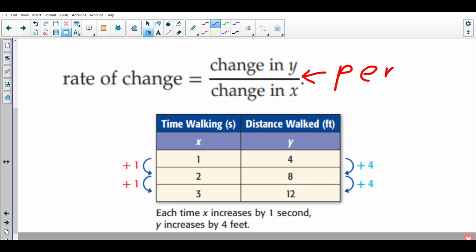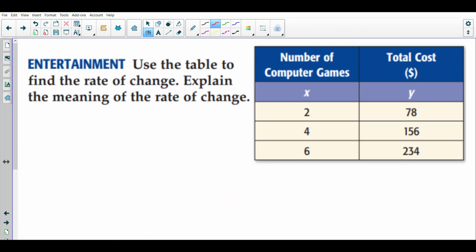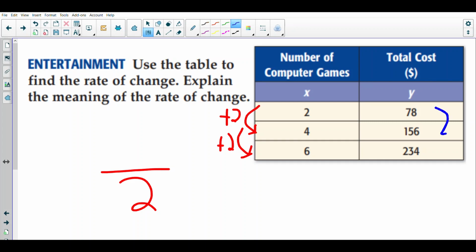All right, so let's apply this. Use the table to find the rate of change. Explain the meaning of the rate of change. Notice the x's are going up +2 every time. In our previous one, it said the change of y over the change of x. So we're going to have 2 on the bottom, and then on top, we can see it is increasing +78. And it does that again.